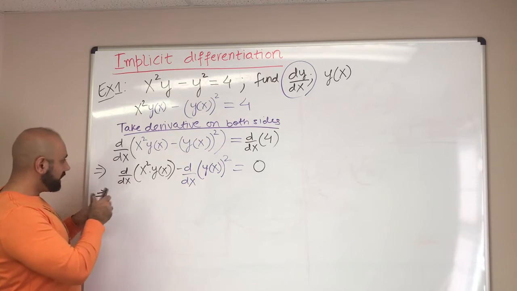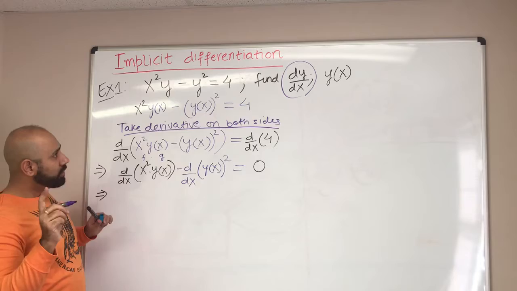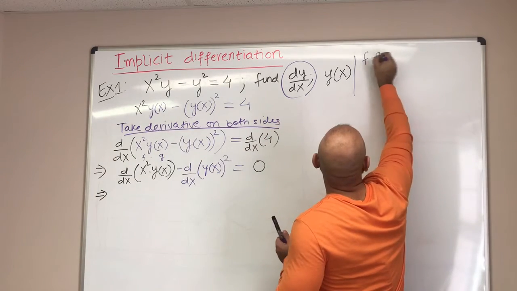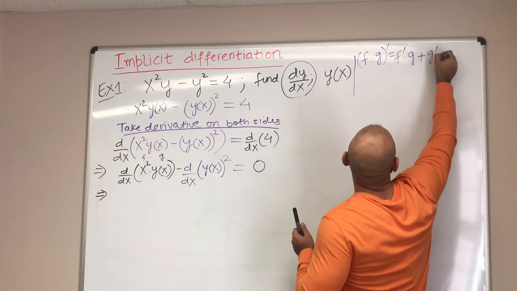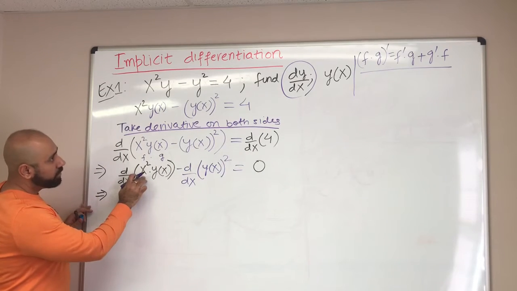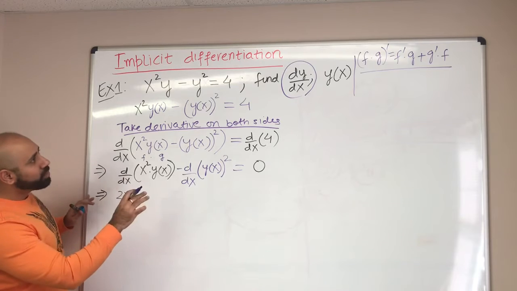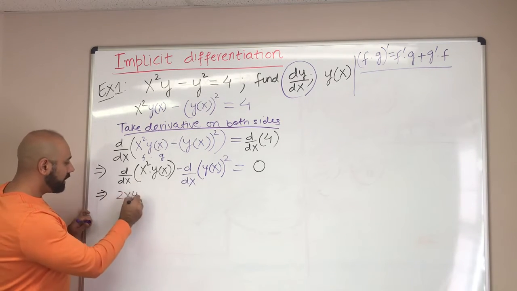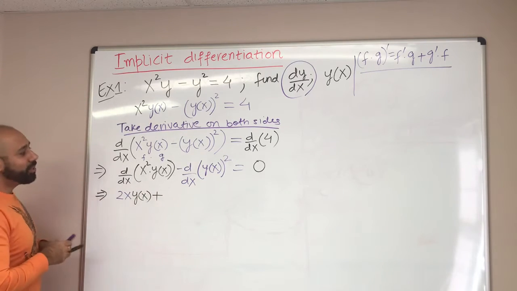We can think of this as f times g, right? And let me remind you the product rule, guys. The product rule says the derivative of the product f times g is f prime times g plus g prime times f. Okay, so let us apply the product rule here. Using the product rule, first I have to find the derivative of x squared, which is just 2x. All I have to do with this is multiply by the g function, which is just y of x. Then guys, plus I have to find the derivative of the g function.